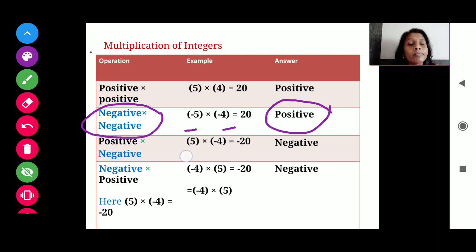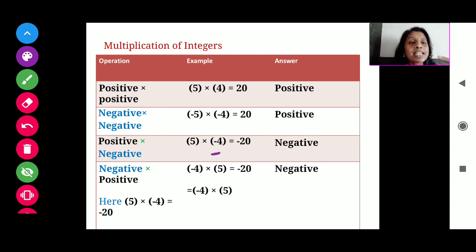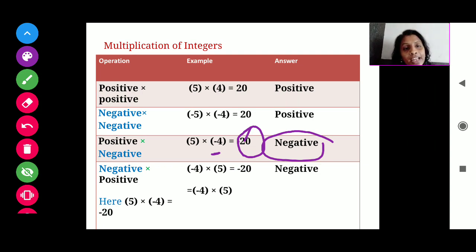Third one, positive and negative. Here your negative sign is only once. It is an odd number. So your answer will have a negative sign like this. Fourth one, negative into positive. Again the negative sign is once, so it is an odd number. So your answer will be negative.